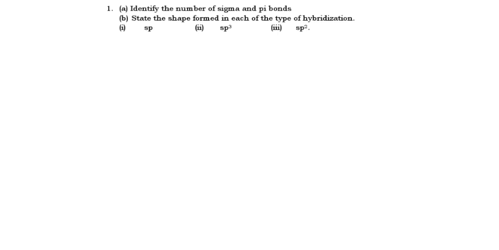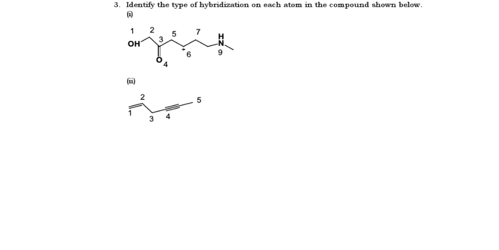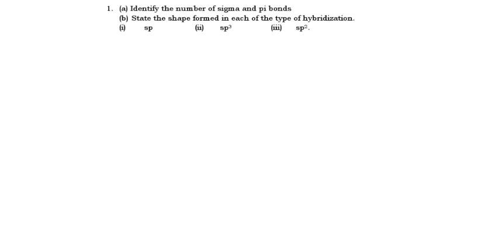B says we have to state the shape formed in each type of hybridization. So the types of hybridization are sp, sp3, and sp2. This is how we identify the type of hybridization. I identify the type of hybridization by counting. For example, if I could give an example of this kind of compound.